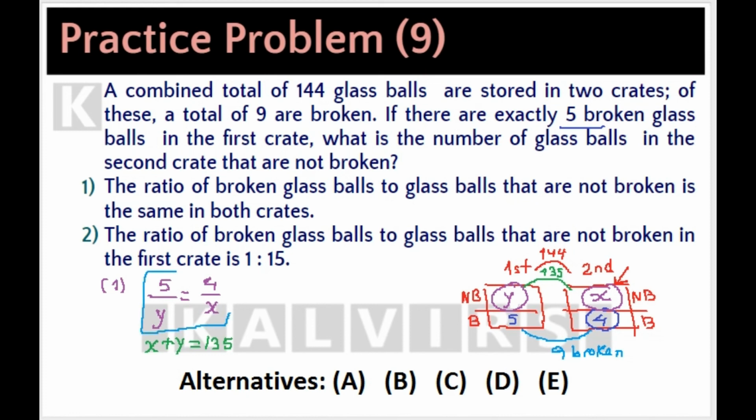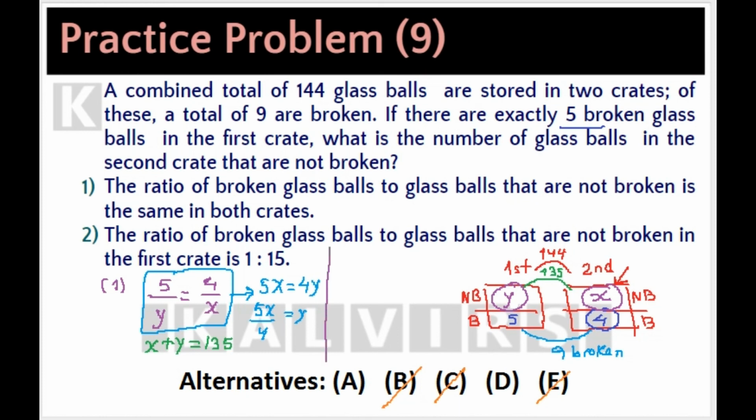Now, we can do the following. Cross multiply. 5 times x equals 4 times y, and y equals 5 times x over 4. We can replace y here and solve for x. So statement 1 alone is sufficient. Alternatives B, C, and E are eliminated.